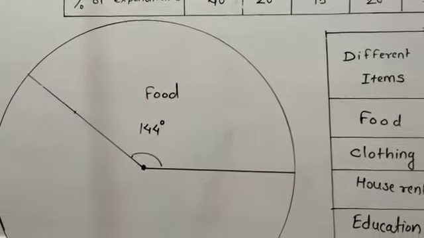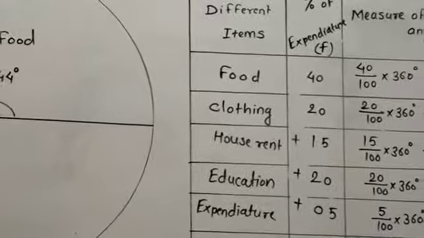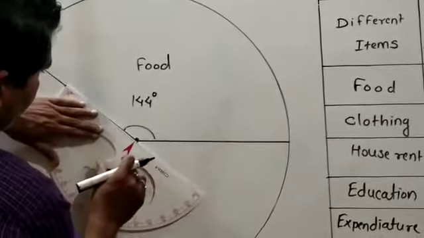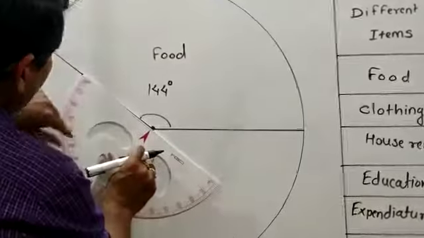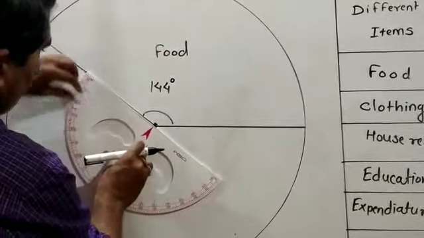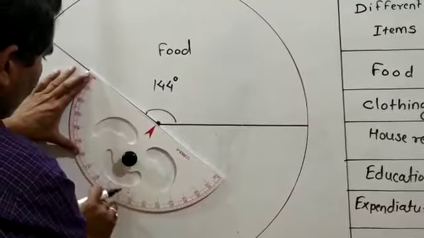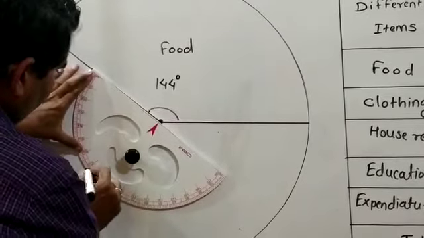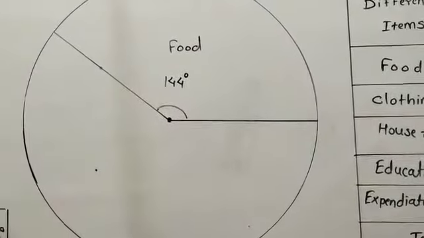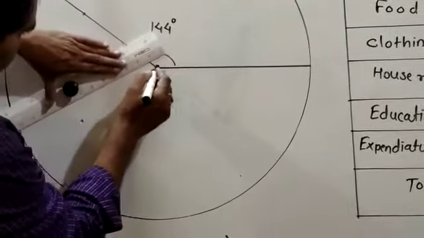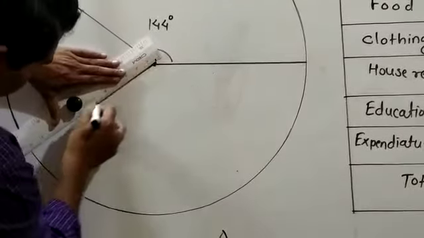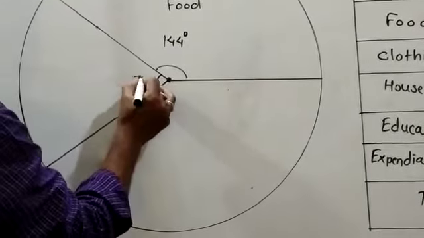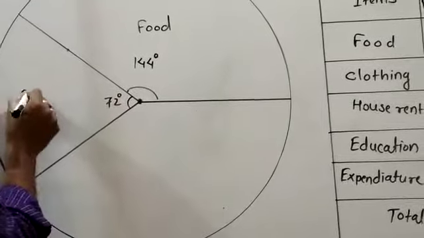Then the next item is clothing, 72 degree. For this you have to keep the protractor like this, and start from 0. 0, 10, 20, 30, 72 will come here. So you have to draw the line like this. Here you have to say that this one is 72 degree for clothing.